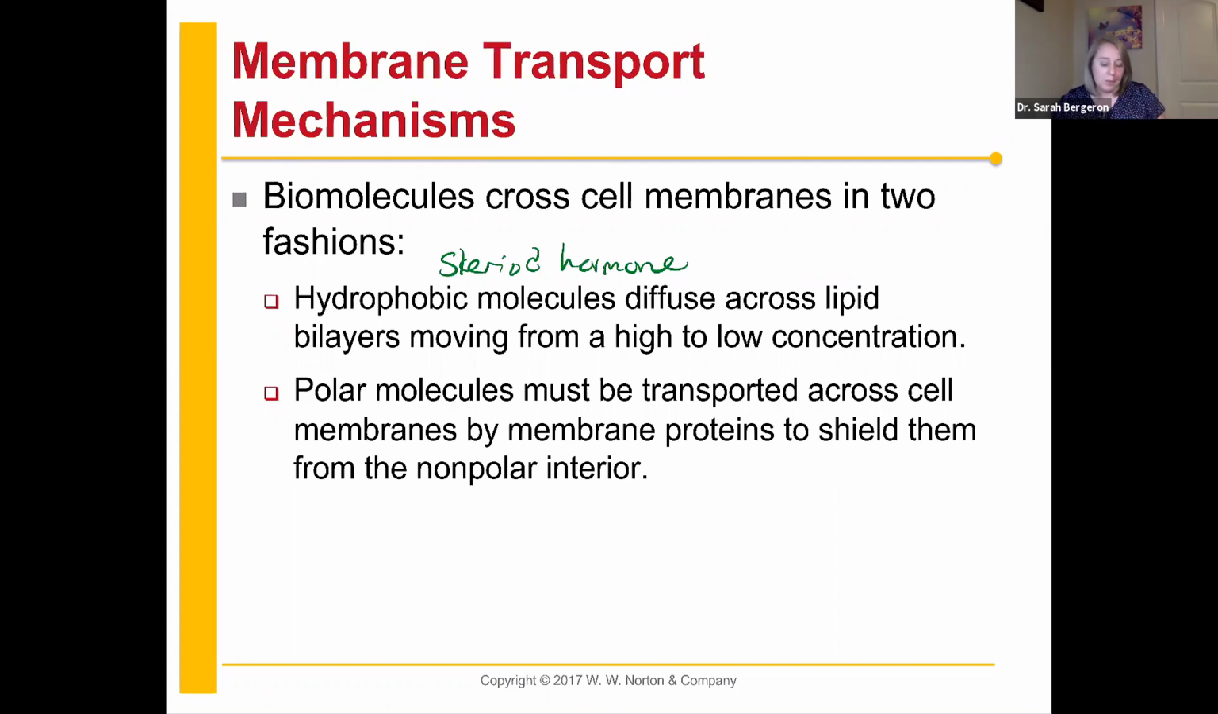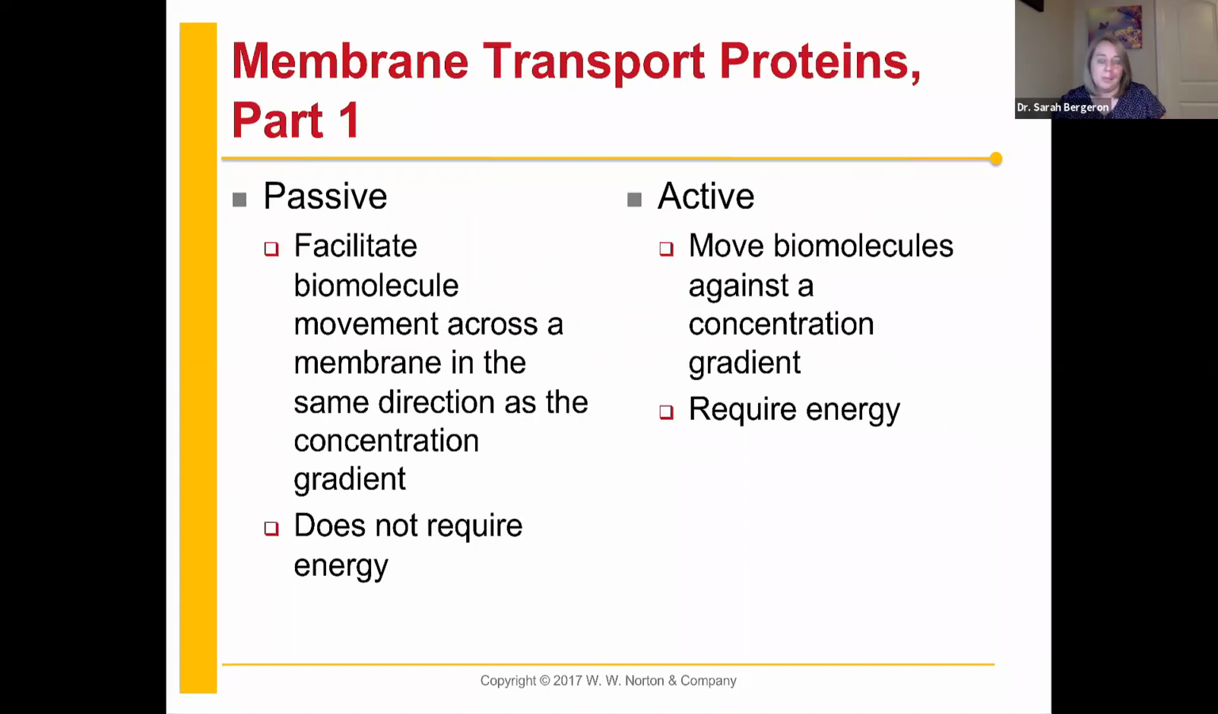So what kind of transport proteins can we actually have? Well, the 2 major characteristics are passive membrane transport proteins or active transport proteins. Passive, they're going to facilitate movement of our molecules, but in the same direction as the concentration gradient, right? So it moves from areas of high concentration, right, to areas of low concentration. So that's diffusion. Does not require energy at all. It just happens by diffusion.